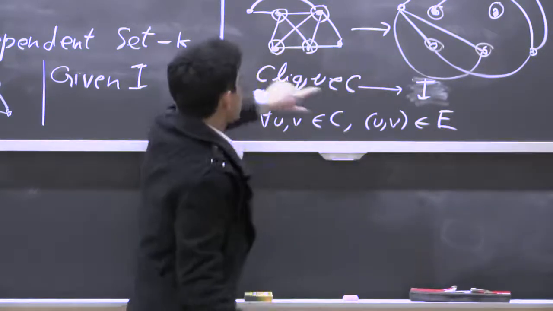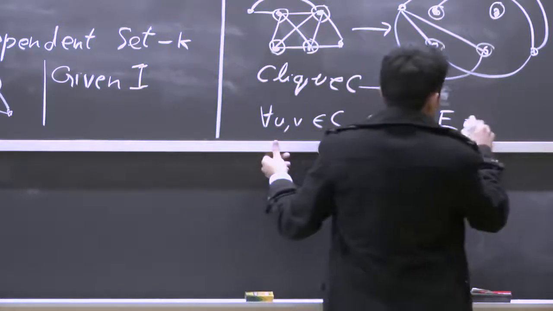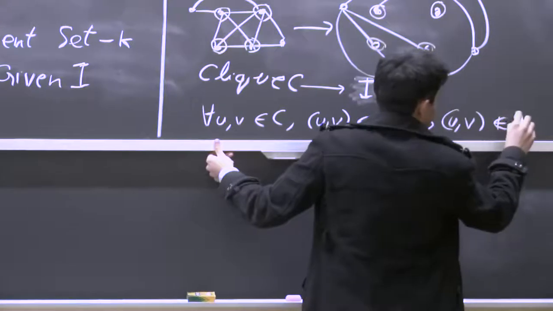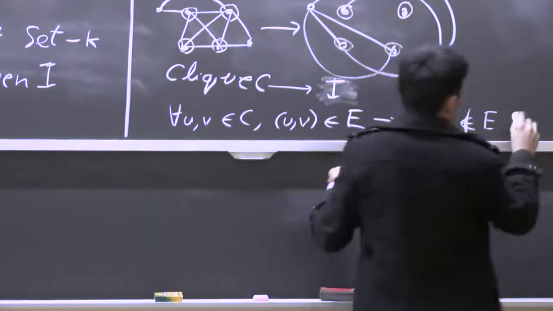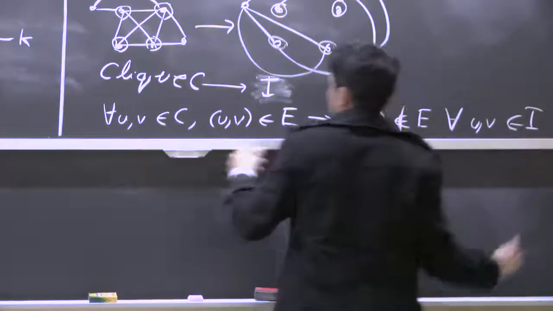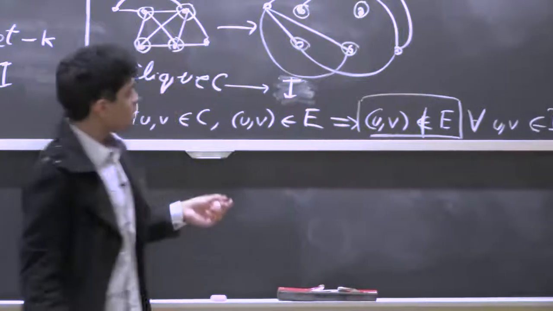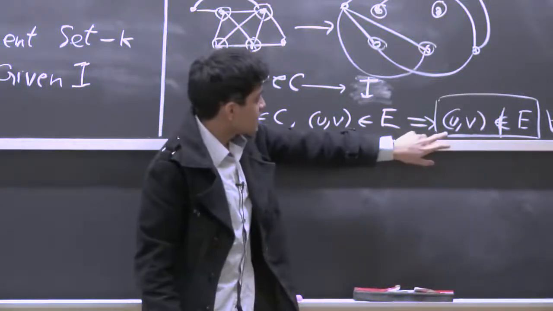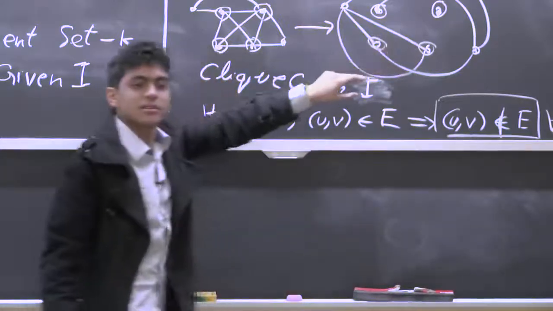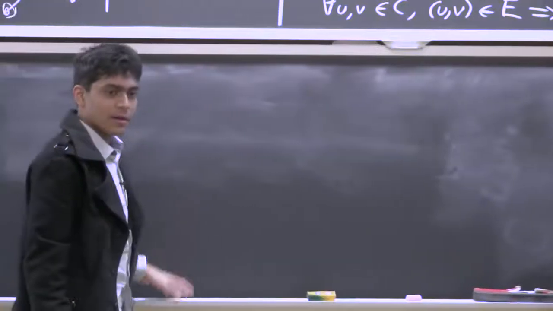Since it's a clique, for every pair of vertices, that edge is in the original graph, which means that (u, v) is not an element of E for all u, v element of I. So for every (u, v) element of I, we have this. Does that make sense? That means that's the independent set criterion. So now you reduce clique to independent set, and that means that independent set is now NP hard.